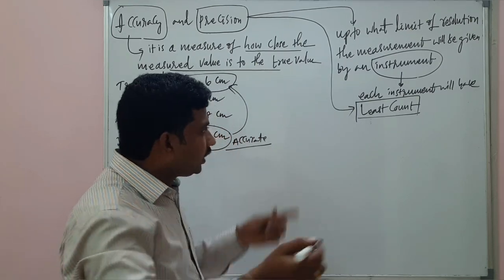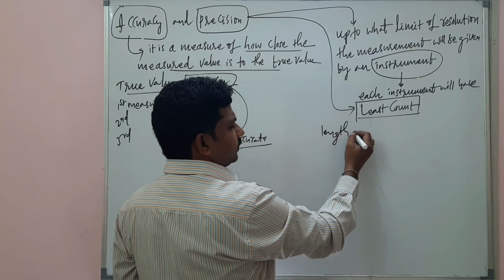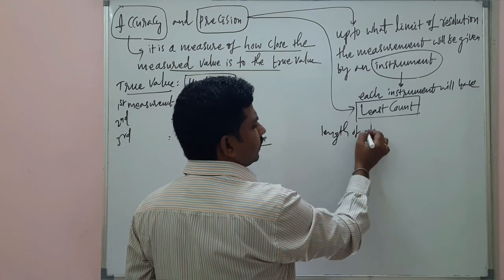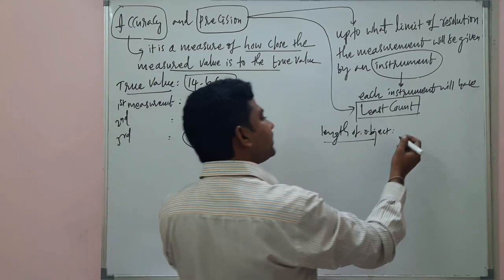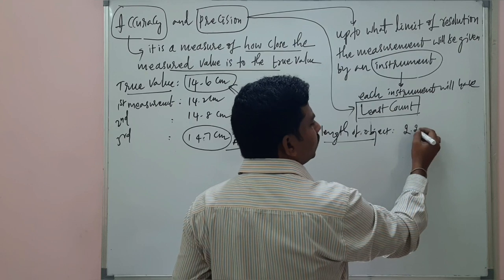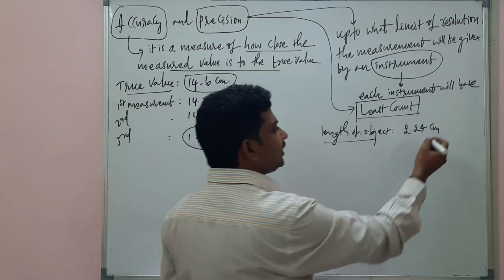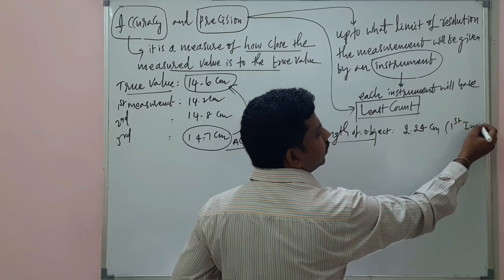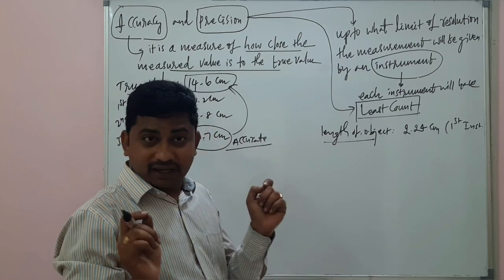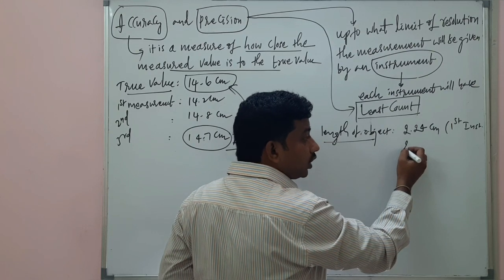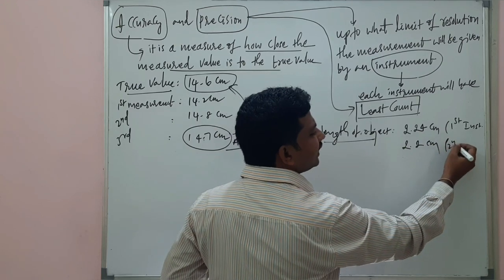Okay. Look at here. The length of an object, or diameter or radius, anything. So I have got it as 2.224 centimeters. Okay. So this is the first instrument. I have taken another instrument, right? Measured the same length. So I have got it as 2.2 centimeters. So this is the second instrument.